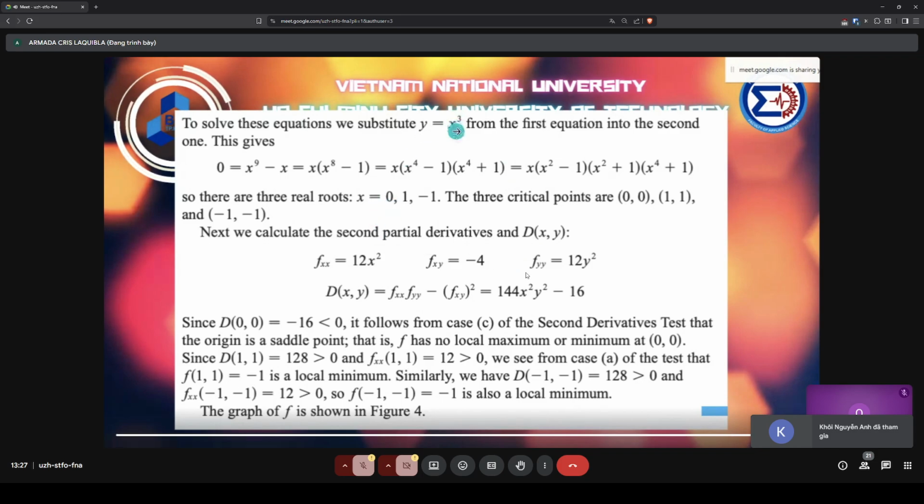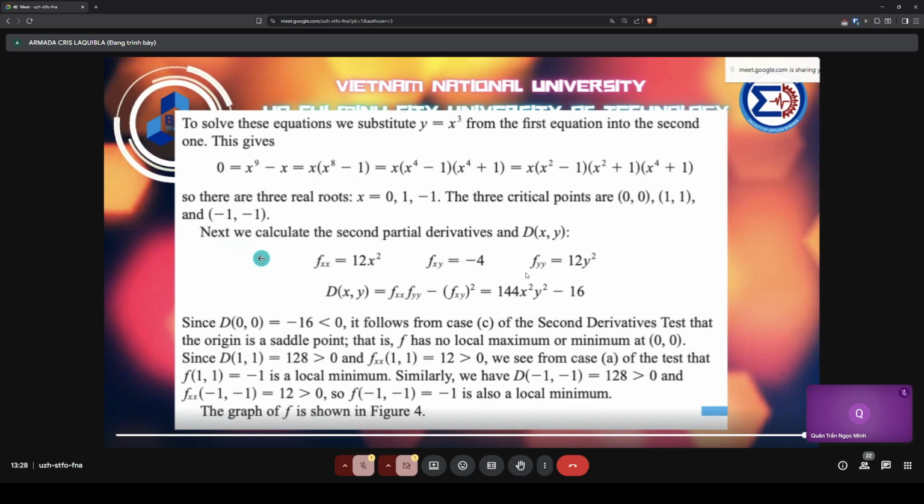Now, if your x is 0, your y is also 0. So we have 0, 0 as a point. Next, if your x is 1, so 1 cubed, your y is also 1. Now, if this is negative 1 here, you cube it, it's also negative 1. So the partner of negative 1 is also negative 1. So we have 3 points: 0, 0; 1, 1; and negative 1, negative 1.